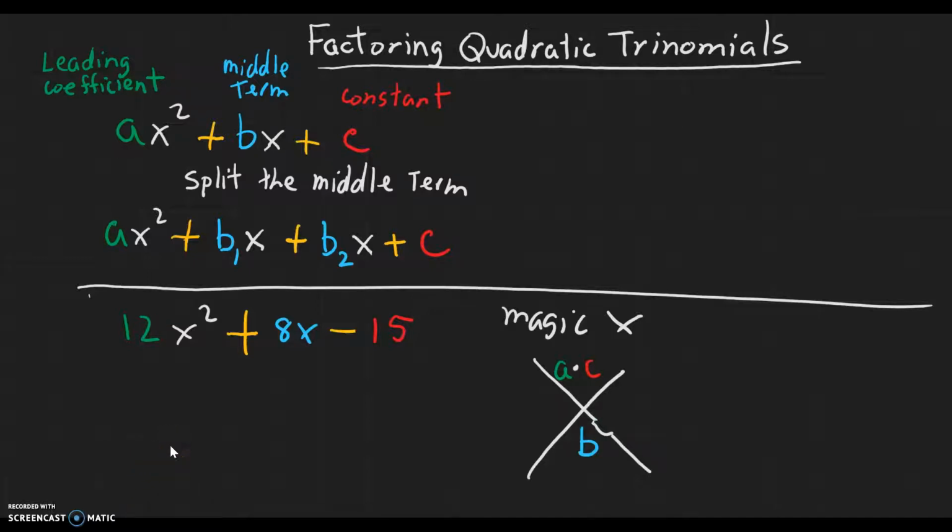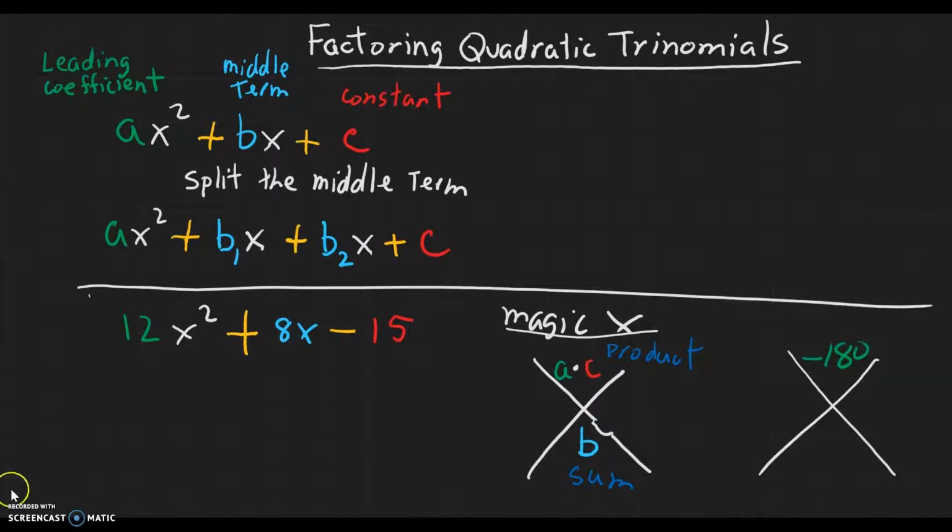What's happening here is that you want to get two numbers that multiply, and that's called the product. We want the product at the top. Product is when you multiply two numbers, and at the bottom we want the sum. For our problem, we have 12 times negative 15, which happens to be negative 180. So that's a negative 180 here.